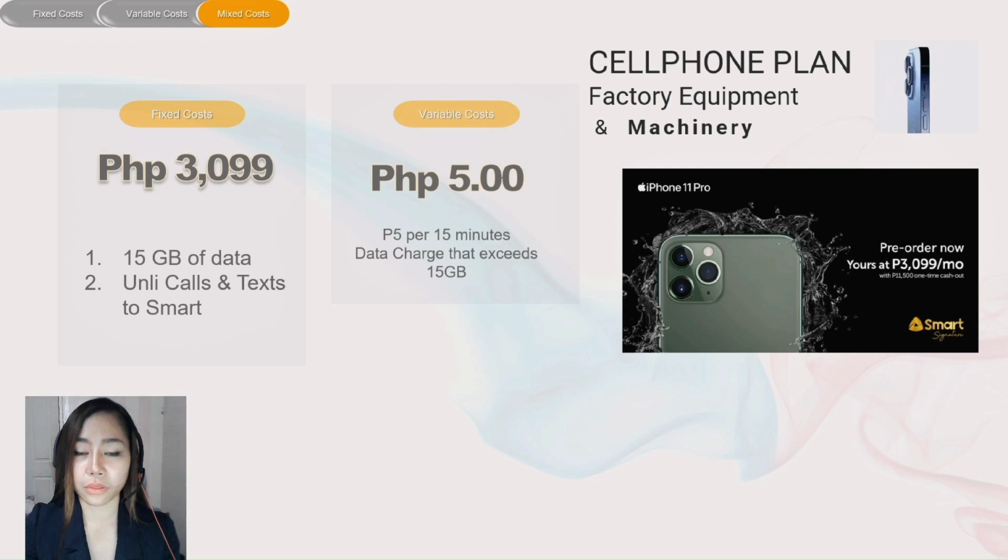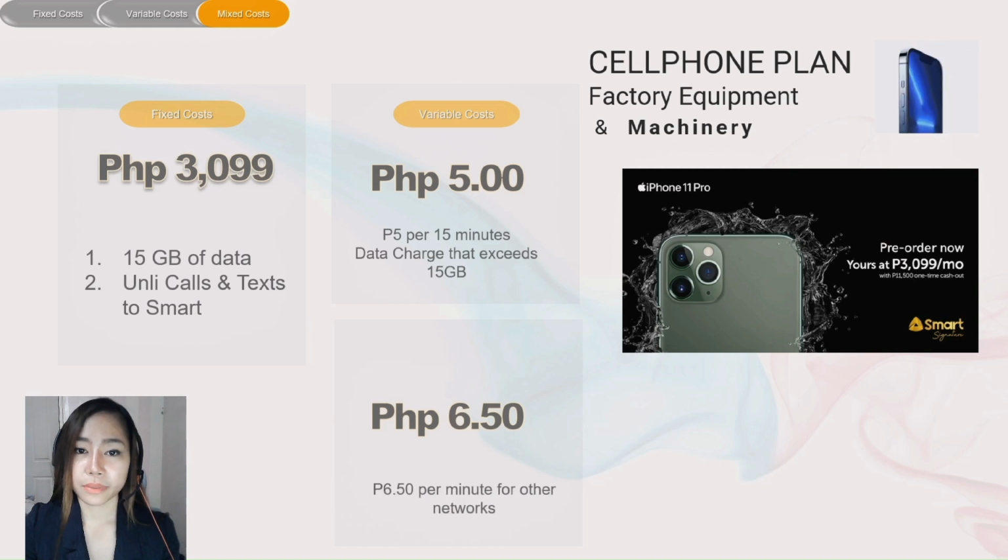Or when you call another network, that charge, for instance, is 6.50 per minute. So it means that the more you exceed your limits, the higher your bill is going to be, and that is your variable cost.